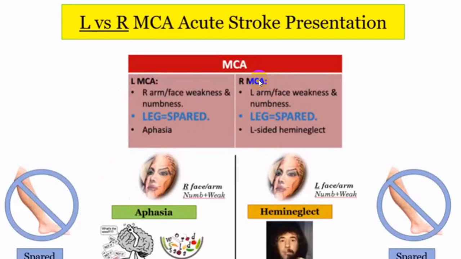And if you come across a right side middle cerebral artery damage, the person will have a left side weakness, and along with that, because of damage to the parietal lobe, because MCA territory also supplies the parietal lobe, you will have a hemi neglect. That will be very, very typical. Left side hemi neglect will be there, very typical in a person with right side middle cerebral artery damage.